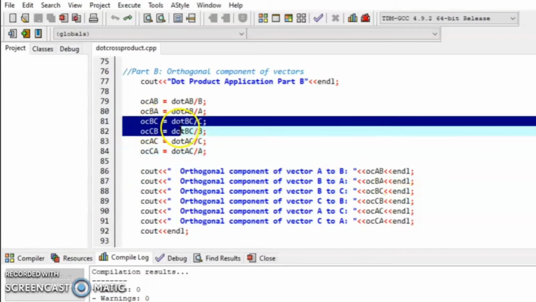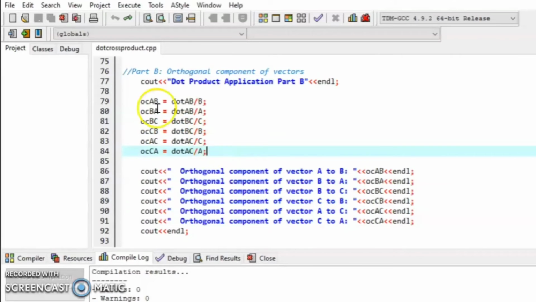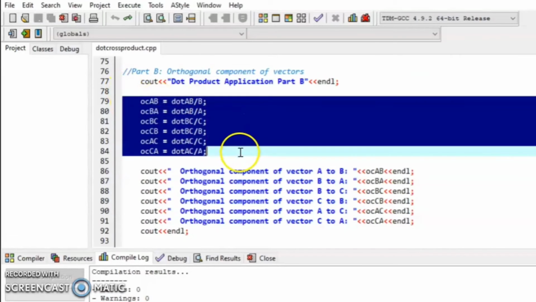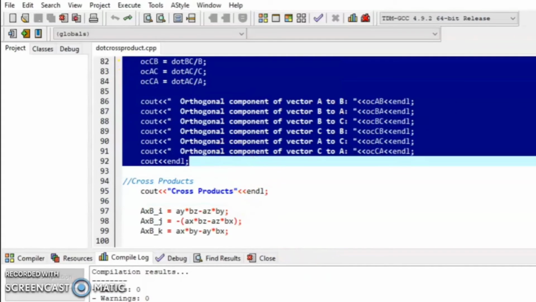Same way with B to C and C to B, also A to C and C to A. So this is the formula, and this is the program for the orthogonal component of the vectors.